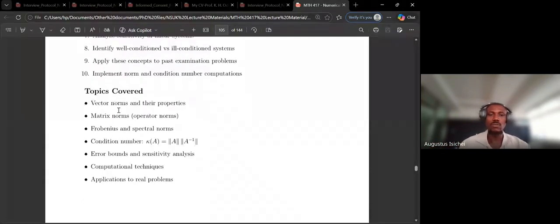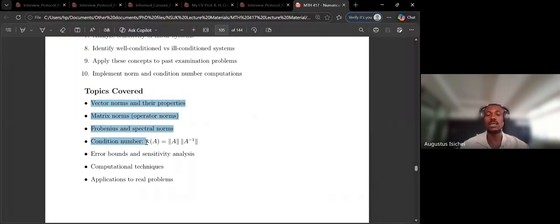All right, so this is the list of the topics we'll be covering: vector norms and their properties, matrix norms, that is operator norms. We're going to look at the Frobenius and the spectral norms, and the condition number, this kappa of A. So this is what we call the condition number.